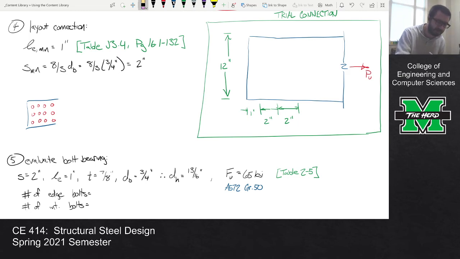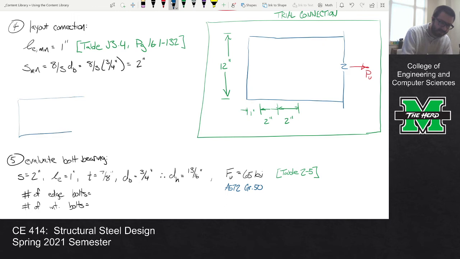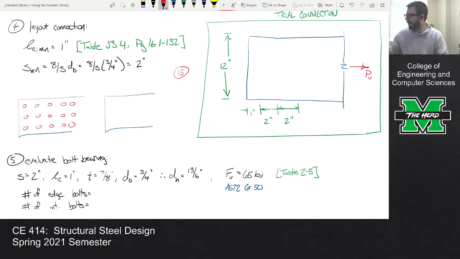Okay. So let's evaluate that. We still got 3 options. With 15 bolts, we could do 1, 2, 3, 4, 5, three rows like that. Thank you, Mr. Bauer. Or it could be 5 bolts in each of three rows, arranged the other way.